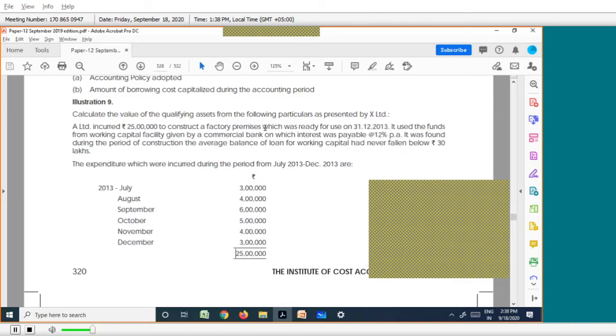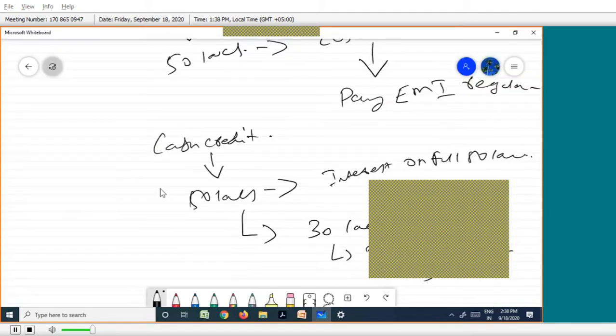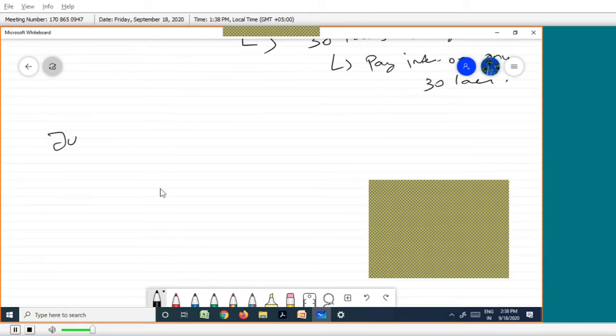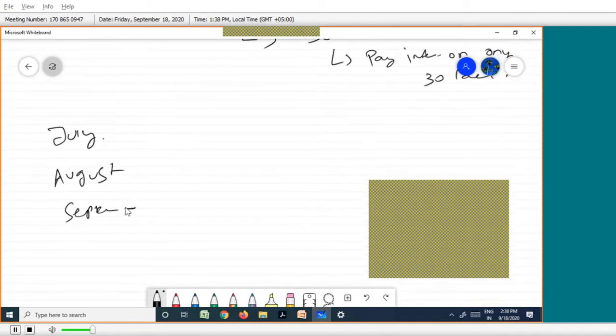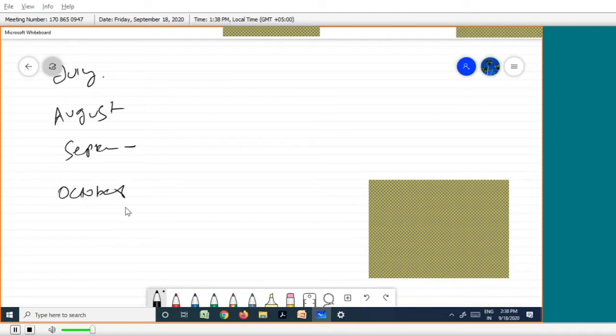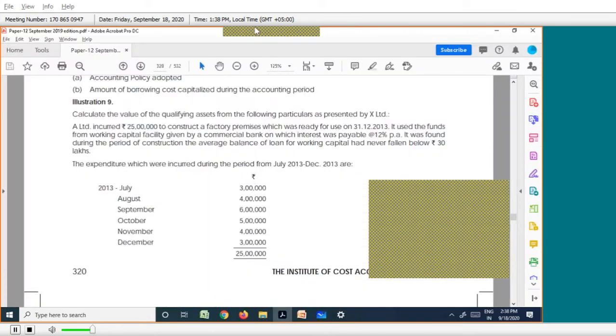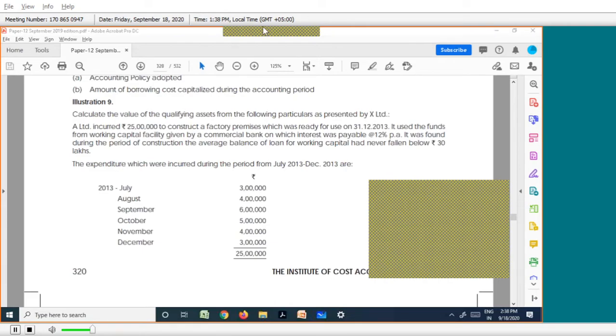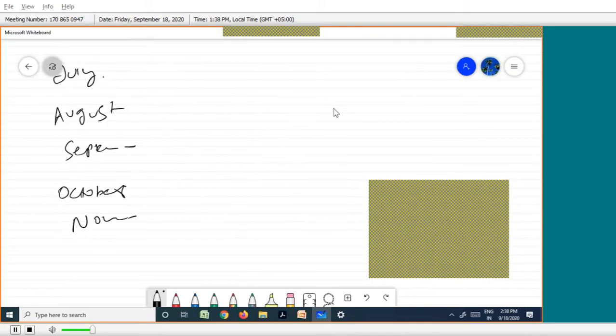I'm going to work out this problem. July 2013, August, September, then October, then November, December.